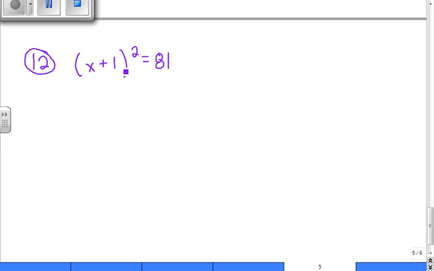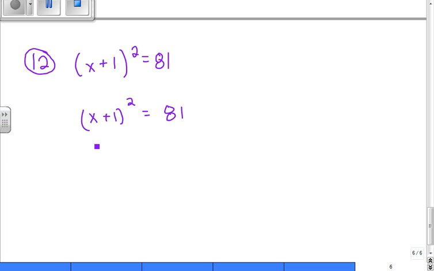We have x plus 1 squared, and we know how to undo a square. Just like we undo addition with subtraction and multiplication with division, we undo a square with a square root. And all they do is undo each other. So since we square rooted both sides, we're left with x plus 1 equals the square root of 81.